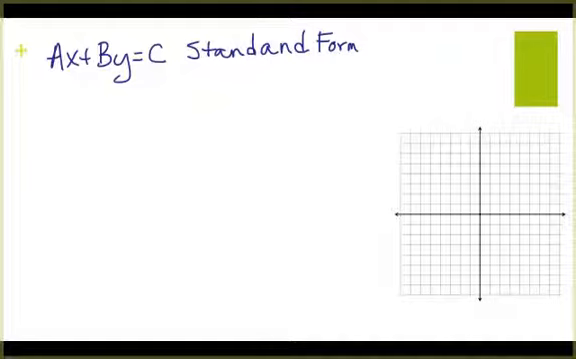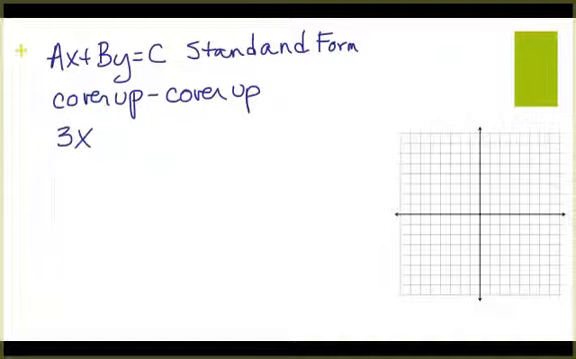to graph? Well, one thing we can do is, you'll hear it referred to around here as cover up, cover up. That was part of the La Sierra tradition when I got here. And it works because what happens is if I have something like this, 3x plus 2y equals 12, and I want to graph that, what standard form is good for is graphing using the x and y intercepts.